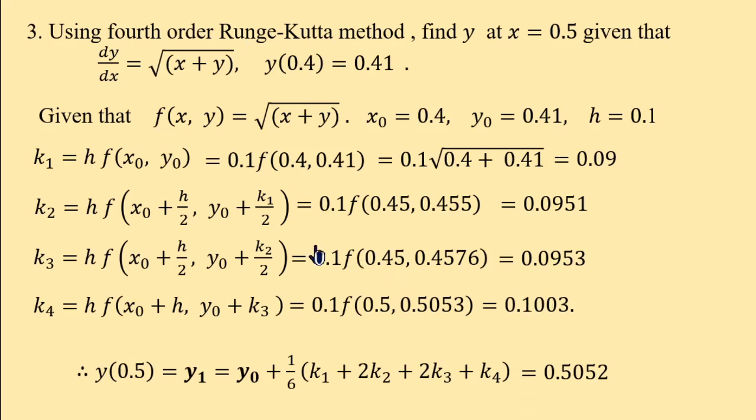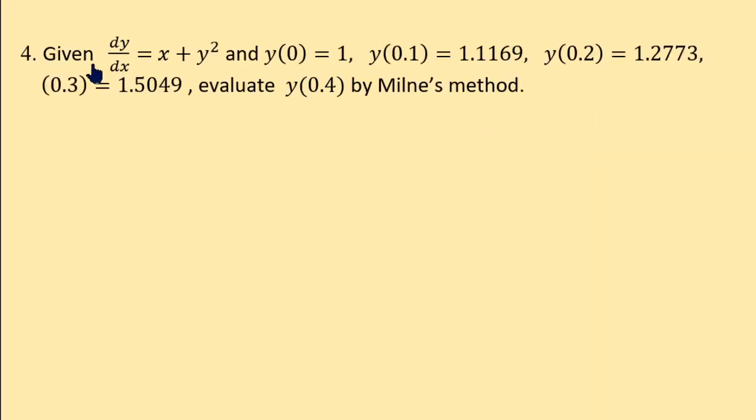Next one, the fourth one, is the predictor corrector method. That means using predictor and corrector formulas. In that we are going to discuss two methods, that is Milne's and Adams-Bashforth method. So the first one is Milne's method.